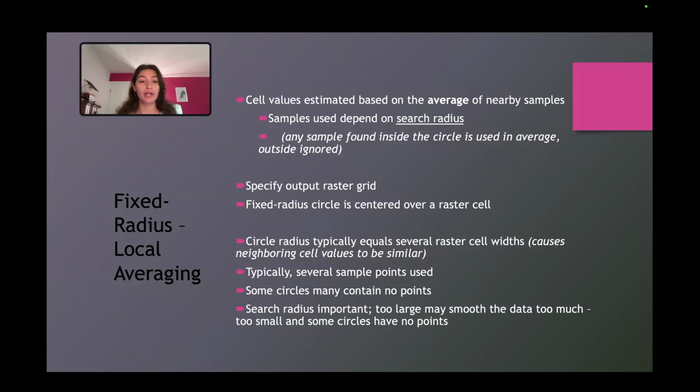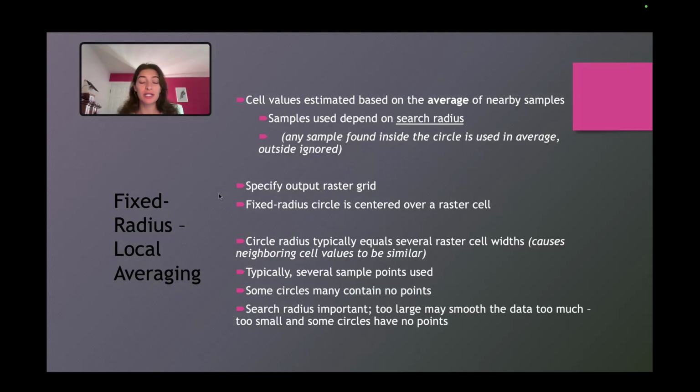Then we have fixed radius, or local averaging. These are cell values estimated based on the average of nearby samples. So not just nearest neighbor where it's this is that, we're going to put the two together and make a guess. We're actually averaging the nearby samples generally. The samples used depend on what the search radius is that you put in. Any sample that's outside of that circle is not used in the average. Any sample that is within that radius we choose will be used in the average.